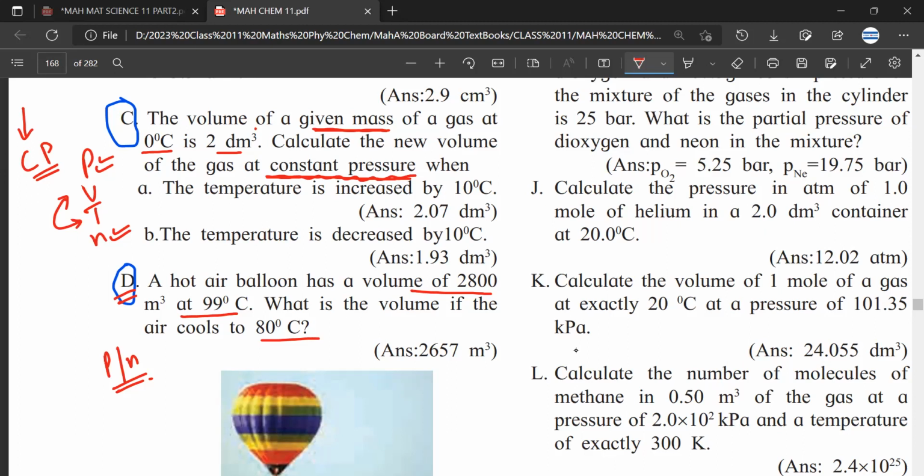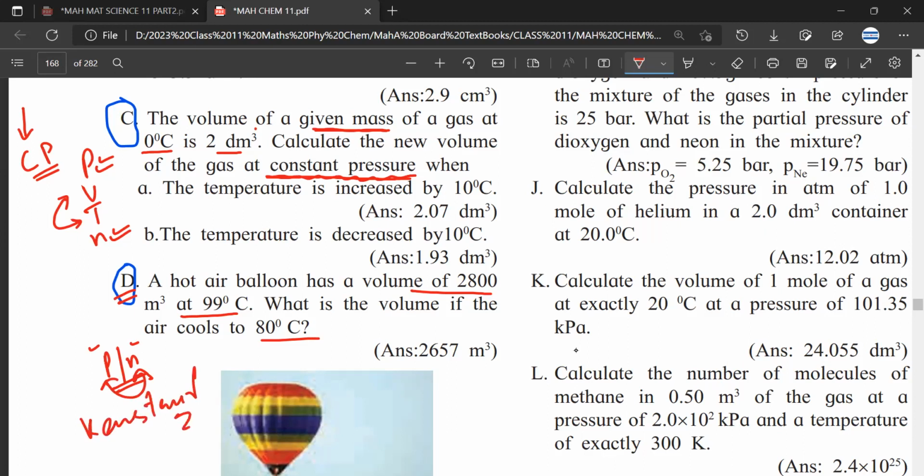Yeah. Because there is nothing else, and if there is nothing else, then how do I do the numerical? Because they are saying nothing about the pressure and the number of moles, I'll assume that these two are constant. Have you understood what I've said?